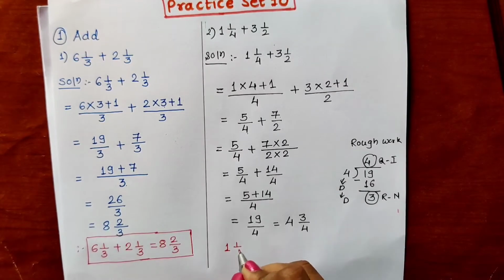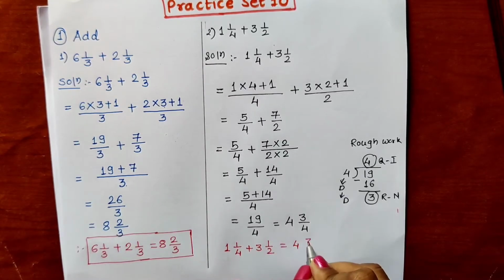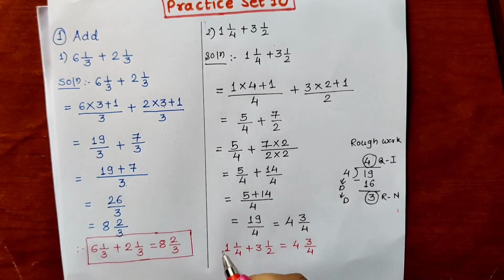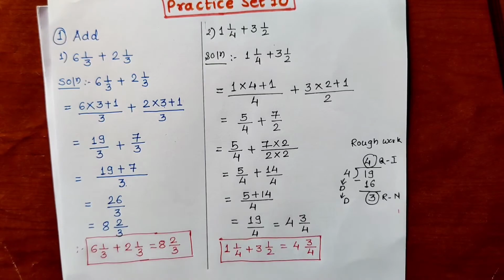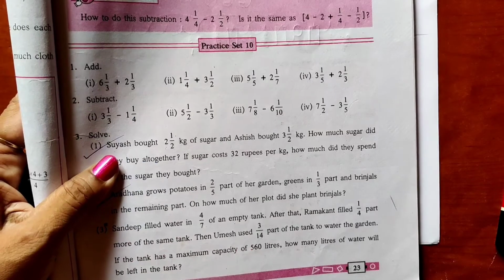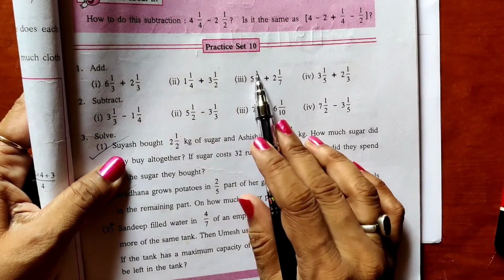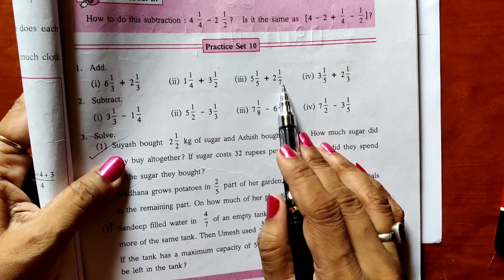One integer 1 upon 4 plus 3 integer 1 upon 2 is equal to 4 integer 3 upon 4. This is the answer. Now let us solve the third sum. So the third sum is 5 integer 1 upon 5 plus 2 integer 1 upon 7.